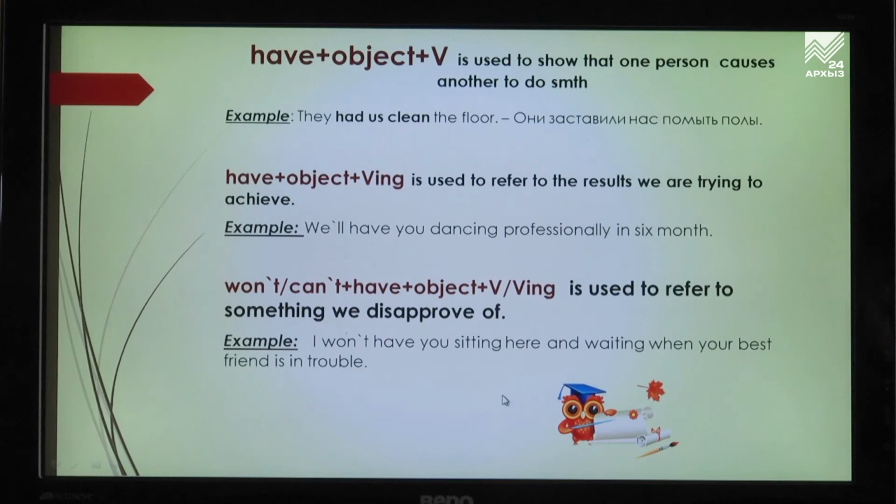And there is one more very complicated construction. Won't, can't, plus have, plus object, plus verb with ing is used to refer to something we disapprove of. Такую конструкцию используют, чтобы сказать что-то такое, что-то, что нас не устраивает, с каким-то раздражением. I won't have you sitting here and waiting when your best friend is in trouble. Я не могу тебя заставлять здесь сидеть и ждать, когда твой друг в беде. Вот такие конструкции с инфинитивом существуют в английском языке.